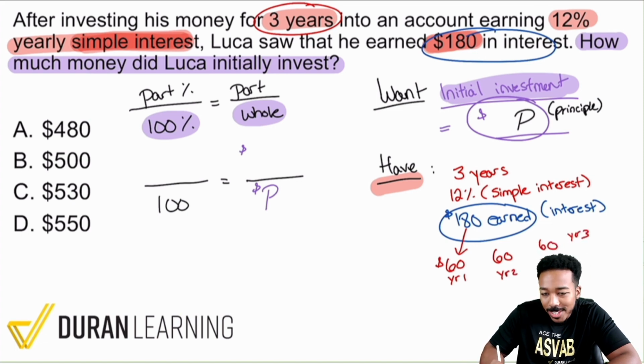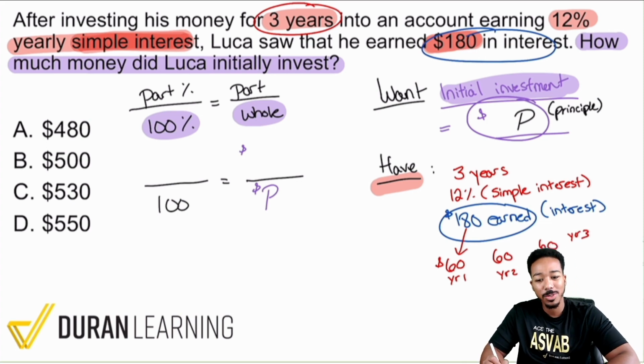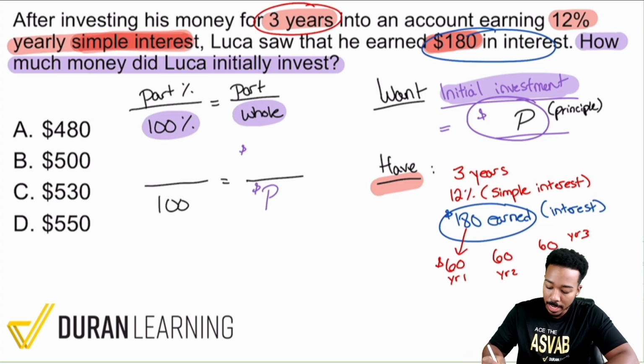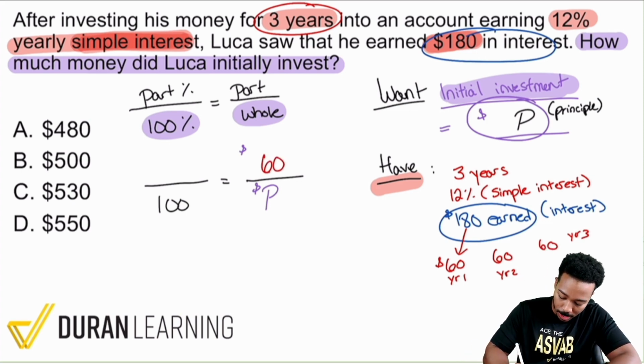I know, my big old head's in the way. But that's what I'm saying here. It's 60, 60, and 60 because 60 times 3 is 180, and you earn the same every year, so that's why they're the same. So I can just go ahead and put right here, 60 bucks, and that's going to be 1 year of interest.